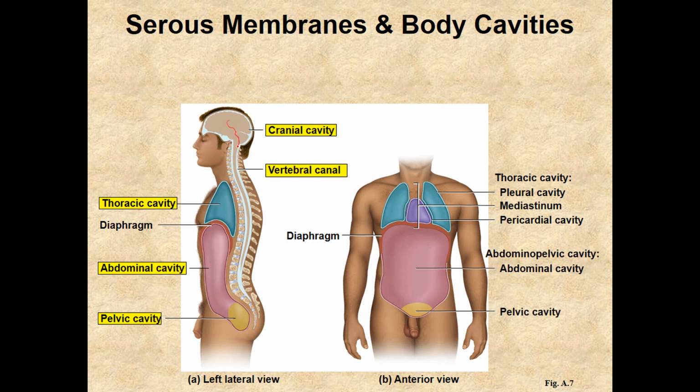So here is our dorsal body cavity consisting of the cranial and the vertebral. Our ventral, which consists of the thoracic and abdominopelvic. What separates them is the diaphragm. Abdominopelvic is then subdivided into the abdominal and the pelvic. Thoracic is subdivided into the pleural, the mediastinum, and the pericardial cavity.